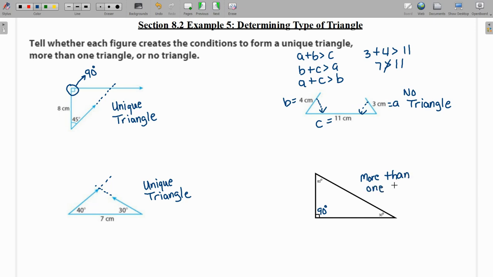So I hope that you're seeing that if we have a side length given to us with a couple of angles, we're limited in the types of triangles that we can form. It can only be one type of triangle, a unique triangle. But if you're given no side lengths and you have angles, then you can typically make more than one triangle, if it can make a triangle at all. So that would be your answers to those four problems.